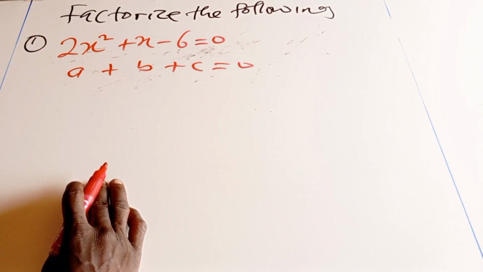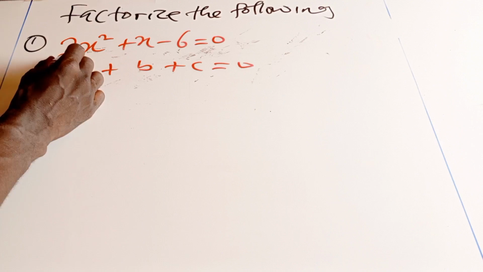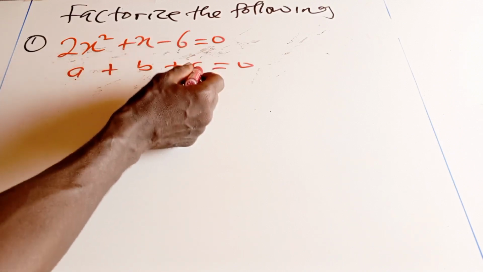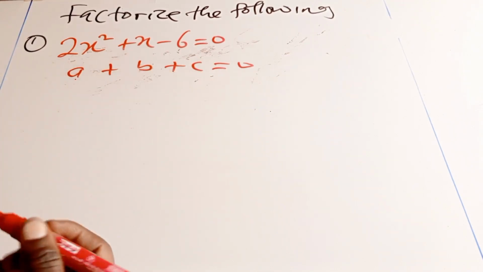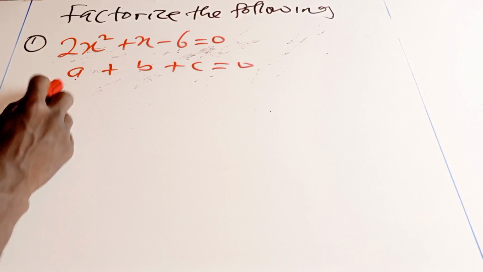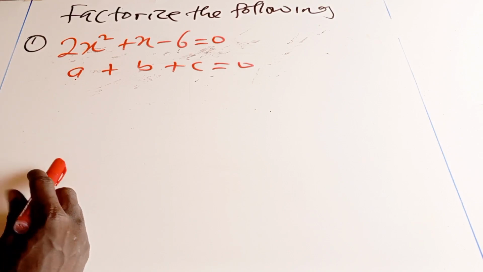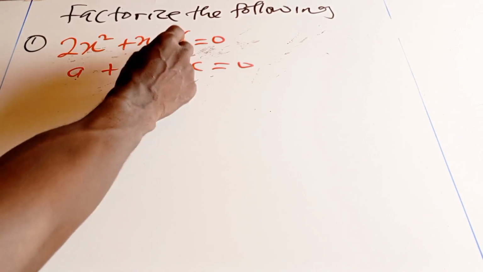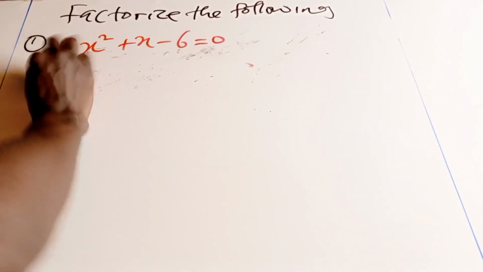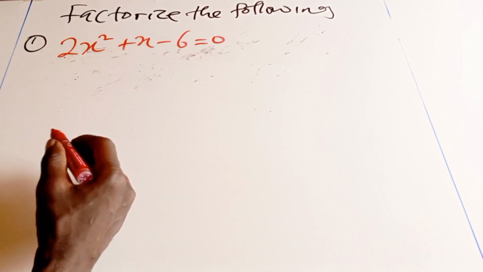In solving a quadratic equation, always consider the factors. This 2 represents a, this x represents b, and this 6 represents c, that is the constant. Once you are asked to factorize, you have to look at the coefficient of a. The coefficient of a here is 2. Therefore, you have to multiply 2 times 6 before factorizing. Then 2 times 6 is 12.